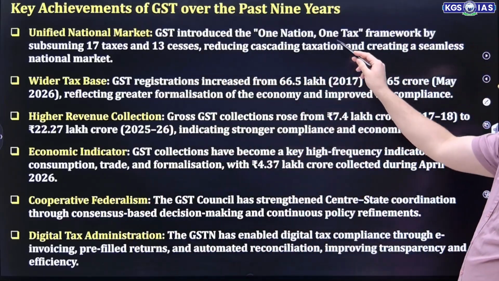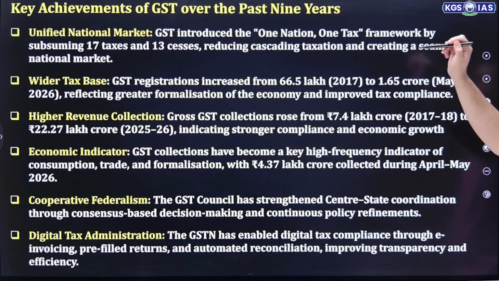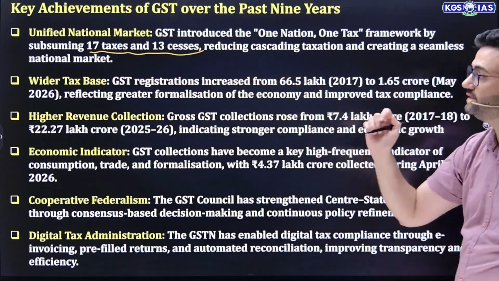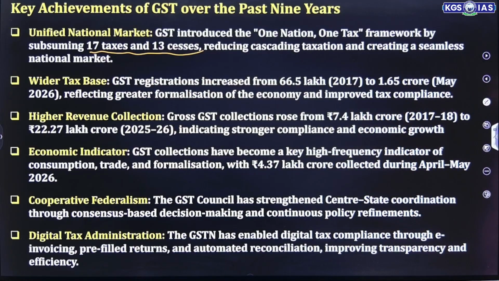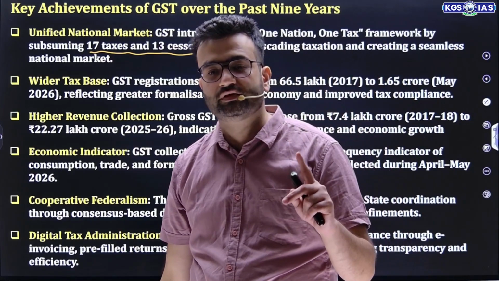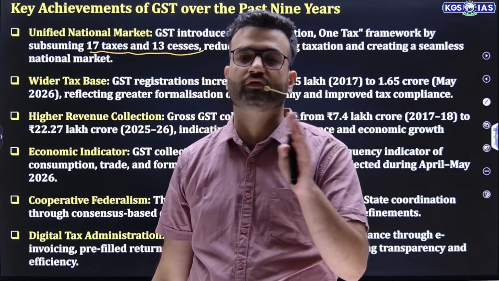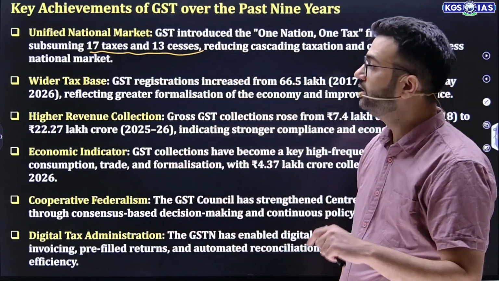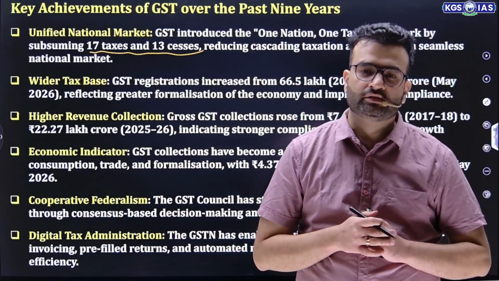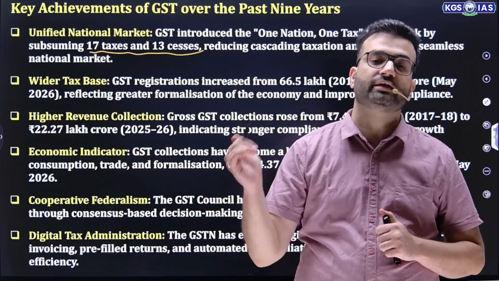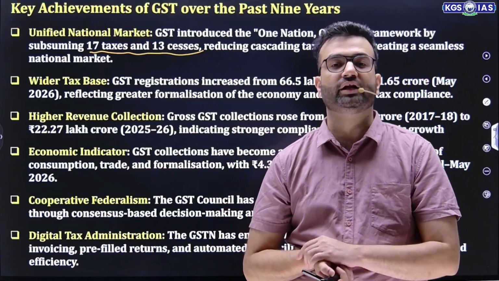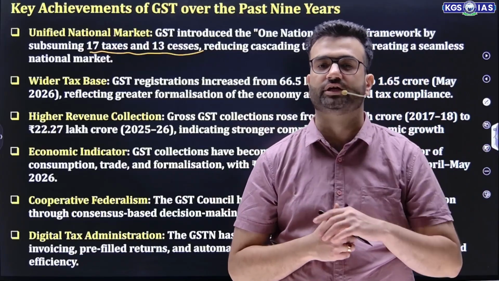GST introduced the one nation, one tax framework by subsuming 17 taxes and 13 cesses, reducing the cascading effect of tax. As I told you, when it was introduced in 2017, the objective was to reduce the negative effect of cascading taxation. Then a wider tax base. The broader the tax base, the more the tax to GDP ratio will improve. And if the tax to GDP ratio improves, it will for sure reduce the debt to GDP ratio.